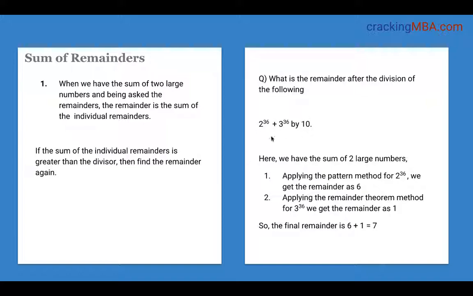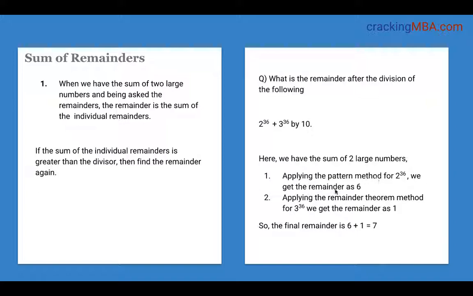What is the remainder after the division of 2 power 36 plus 3 power 36 after dividing by 10? Now we have two large numbers, 2 power 36 and 3 power 36. So here let's apply the combination. Let's do the pattern method for 2 power 36 divided by 10. We get the remainder as 6.